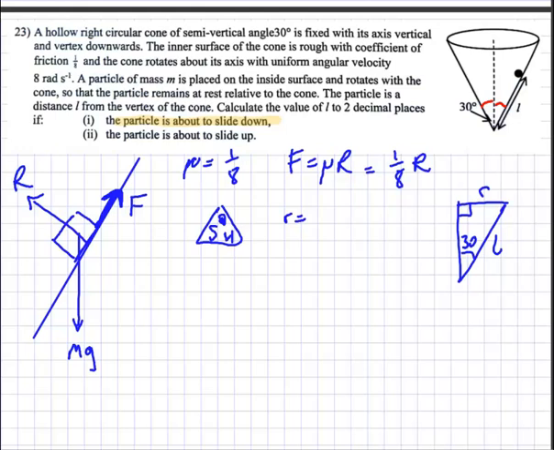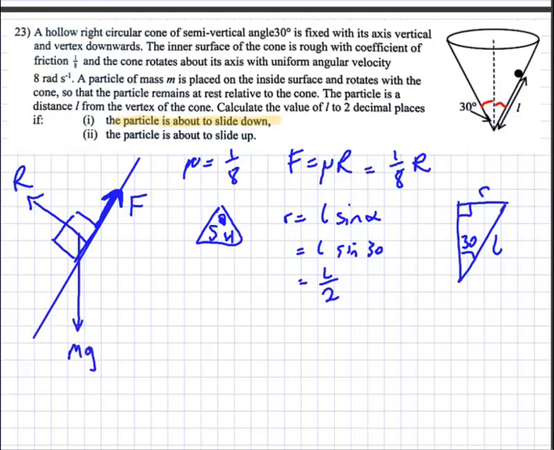Sine is opposite over hypotenuse, so the opposite, r, is equal to the multiplication of the hypotenuse and the sine of the angle. Now we know the angle is 30, and sine 30 is a half, so we end up with L over 2. So the radius is half the length that we're trying to find out.